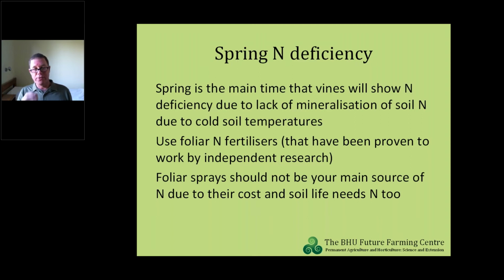And for me, this is one of the classic times when using a foliar nitrogen fertilizer is really effective because you get the nitrogen directly into the leaves where it's required, whereas if you're applying mineral fertilizers to the soil, they have to be dissolved, get into the roots, and be taken up to the leaves before they can be effective.